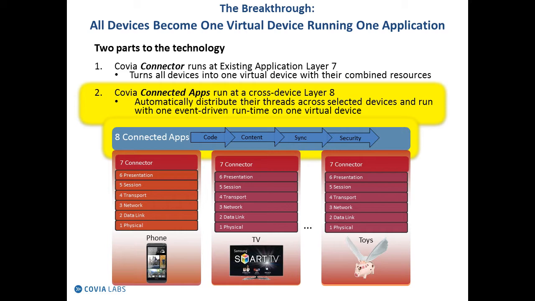Connected applications are just like conventional multi-threaded applications, except they know how to distribute their threads to run across selected devices and then run with one event-driven runtime as if they were one application running on one device with direct access to all the devices' combined resources.